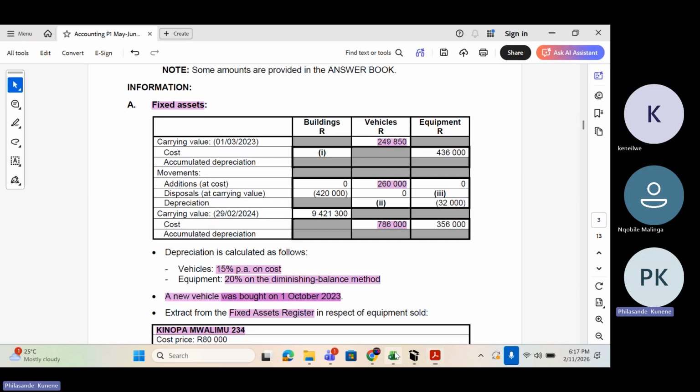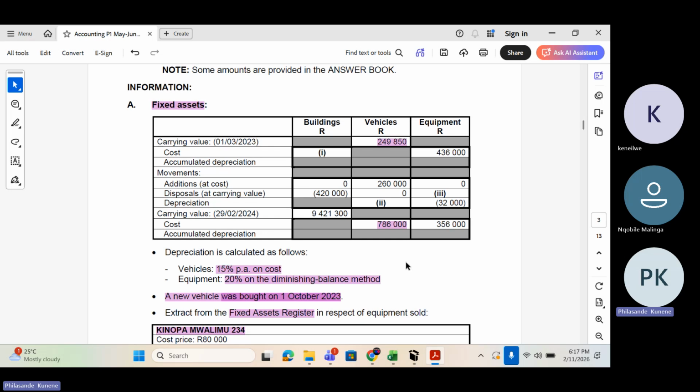Okay, let us start here. So which one are we going to start with here? We're going to start calculating a depreciation for this vehicle that was purchased. When was it purchased? It was purchased on 1 October 2023, and the depreciation rate is 15% per annum on cost.